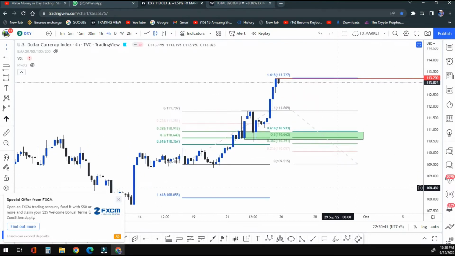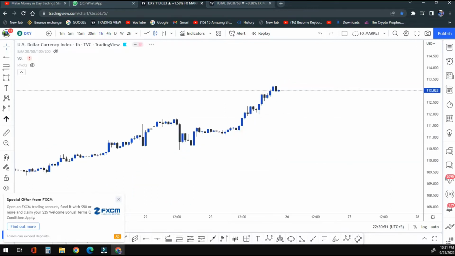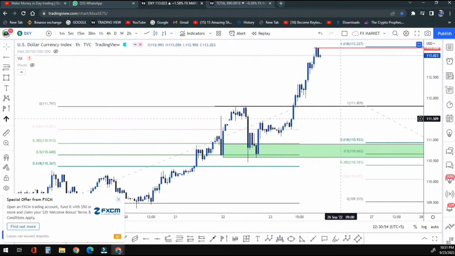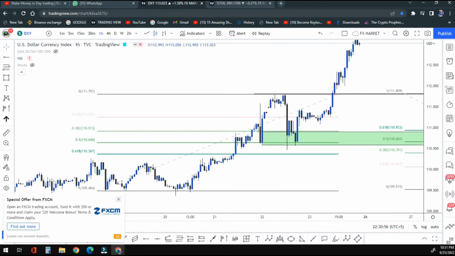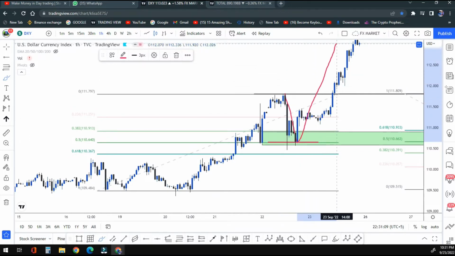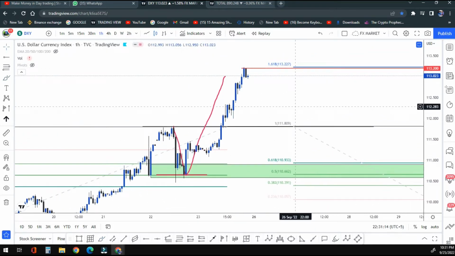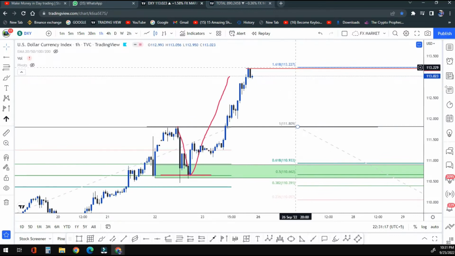Here we can see that after making the high of 113.21, price is now dropping and pulling back. If we go to the shorter time frame, you can see that after price consolidates, drops and retests the Fibonacci 50% ratio, price comes back to this level, which on the extension targets is the Fibonacci 1.61 level.